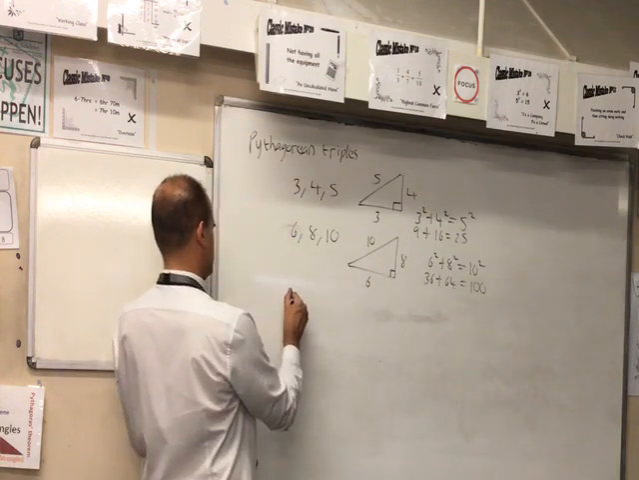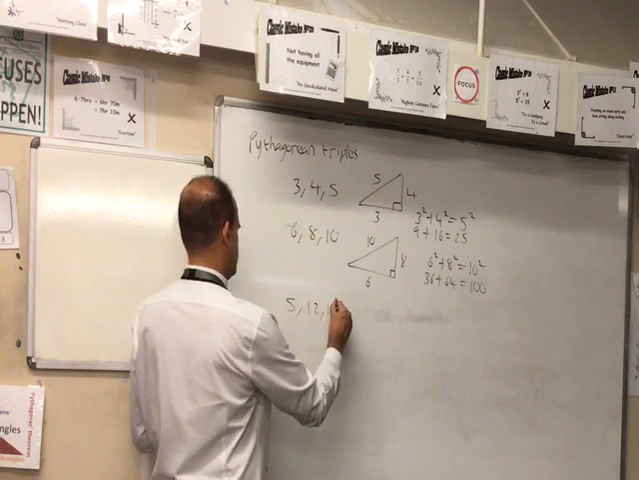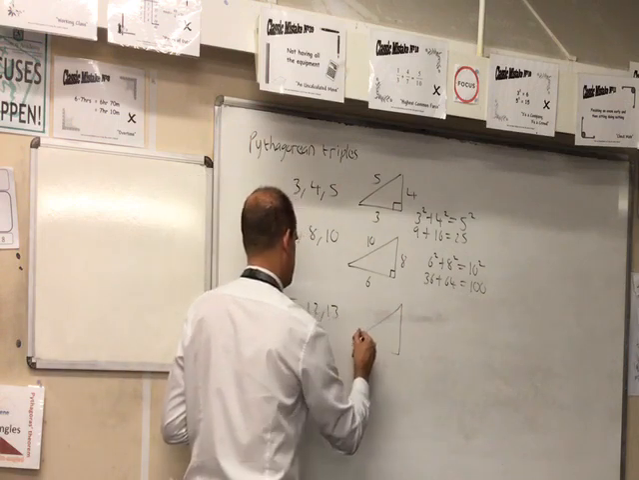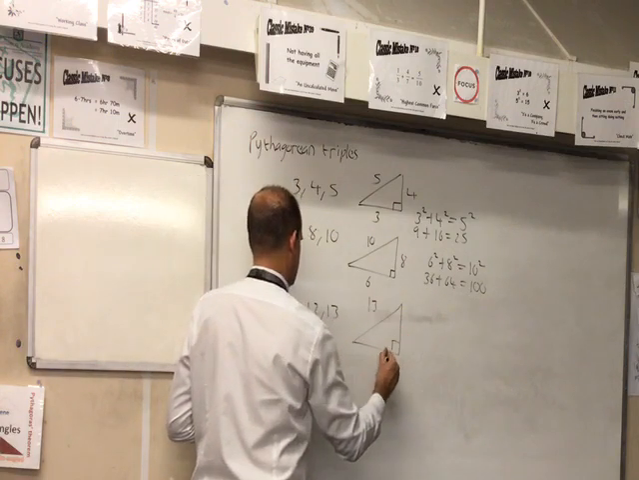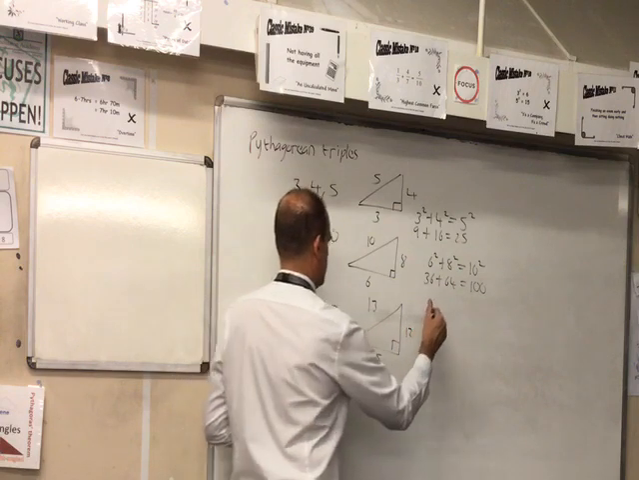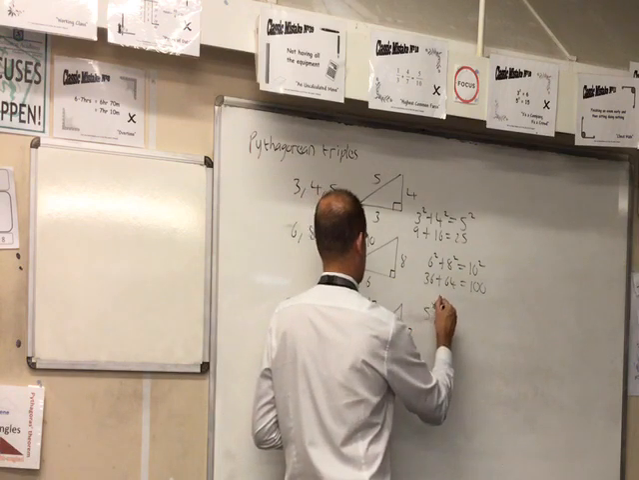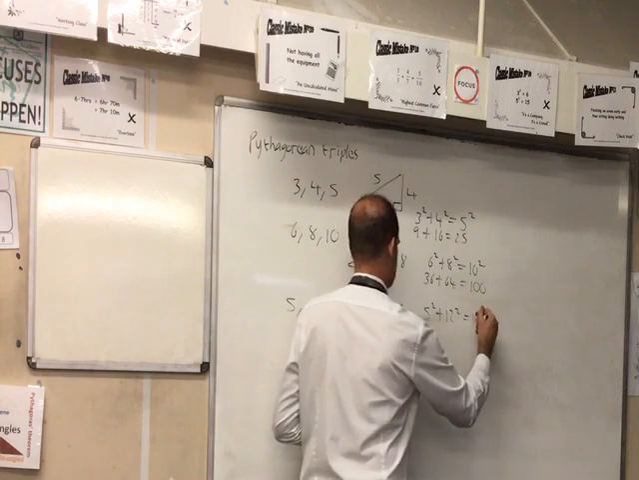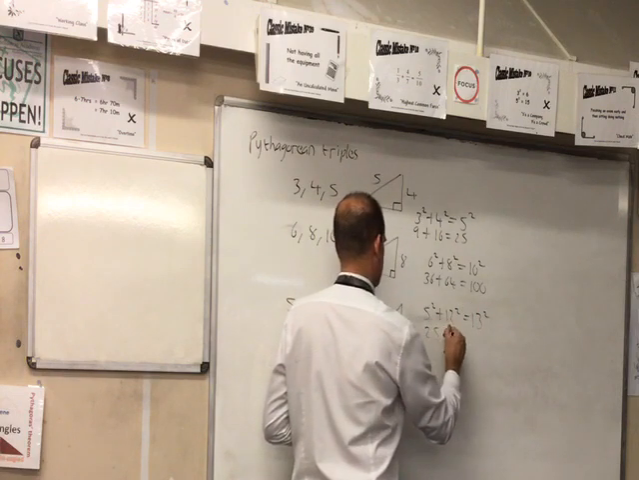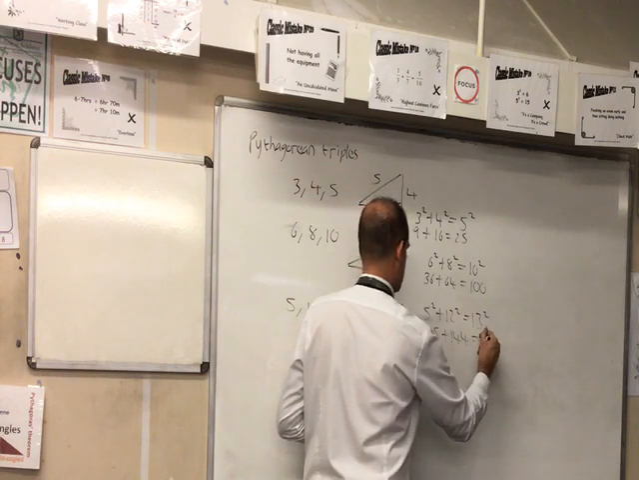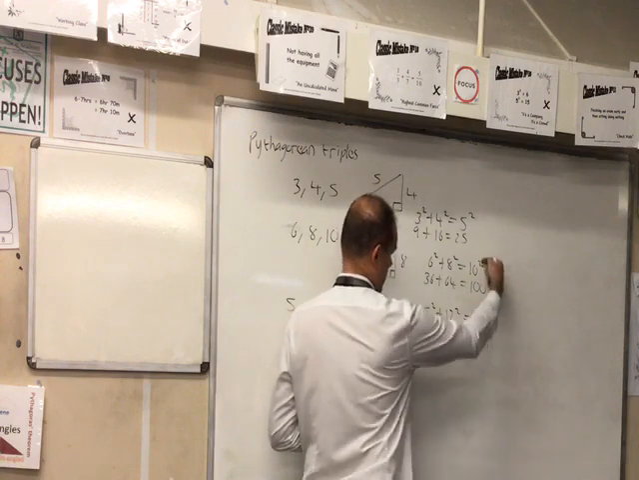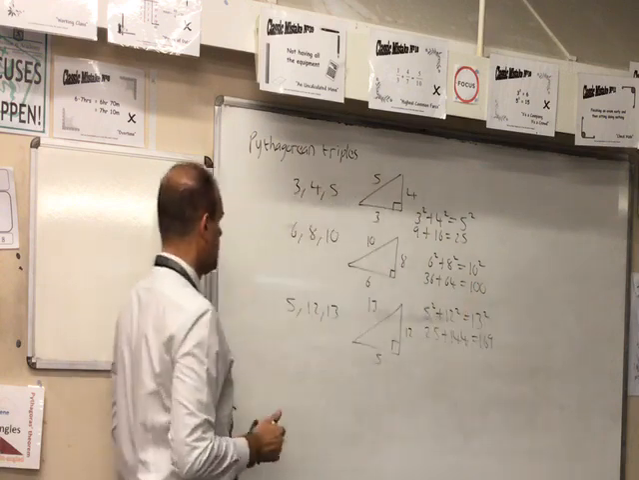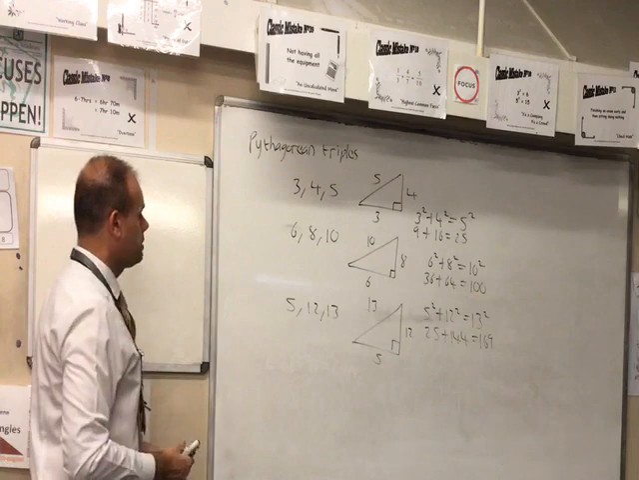And then another one you could have is 5, 12, 13. The longest side being the hypotenuse, that's 13. Again, 5 squared plus 12 squared equals 13 squared. That's 25 plus 144, which equals 169, which is what 13 squared is. 10 squared is 100, so it matches up. And they're useful as results, and you can scale them up.